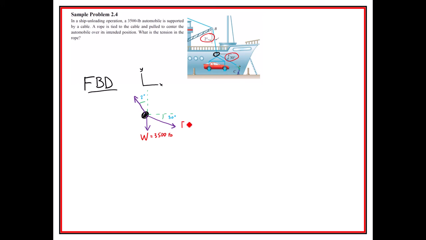And I like to give things labels. Like this is A right here. So I'm going to call this cable AC, right? And I go alphabetical order too. So this cable right here is going to be FAB. And we want to know the tension in the rope. Right, it says the rope.